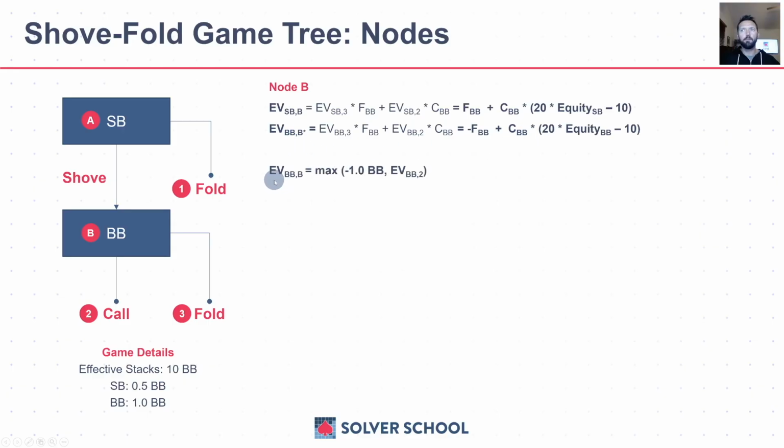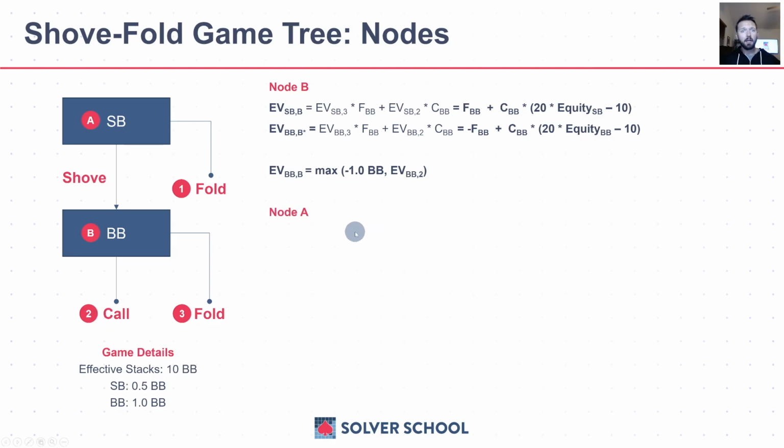So we can actually simplify this and say the EV for the big blind at point B for an individual hand is going to be the maximum value of folding and losing one big blind, or taking the value of his or her equity in the hand and using this part of the equation and looking at the EV of the big blind at point 2.